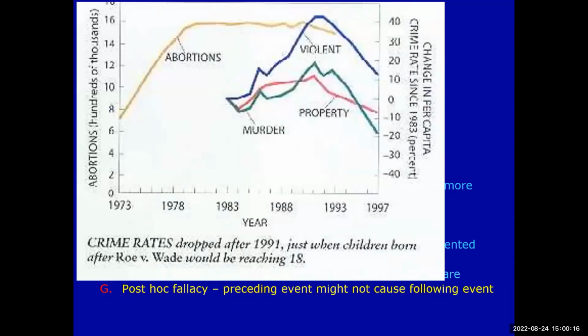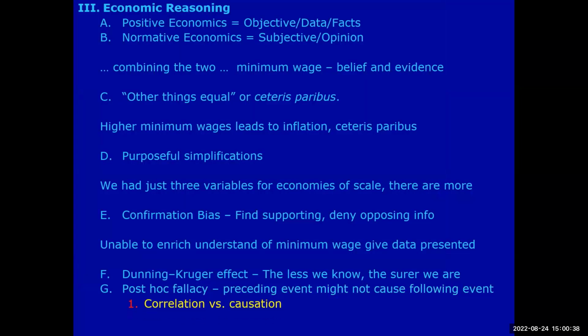Okay, post hoc fallacy. I'm going to get you guys to work together. If one event takes place and another event takes place later, one event change doesn't necessarily cause the other event to change. And then also write this phrase, correlation versus causation. I want to play around with some ideas here.